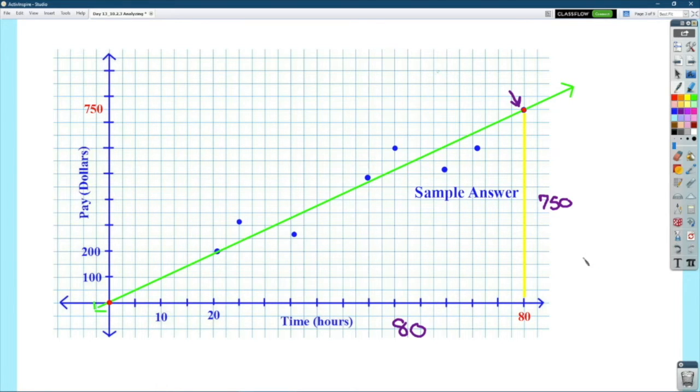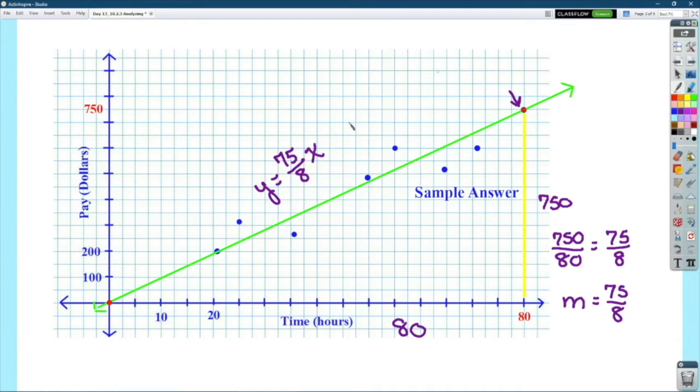So I'm saying that my slope for this particular graph is 750 over 80, which gives me 75 over 8. And so that would be my slope. You'll notice that my y-intercept is 0. So if I were going to write an equation for this line, I would say it's y equals 75/8 x plus 0, but I'm not going to put that. So that's what I got here. So I'm saying that this is a proportional relationship.